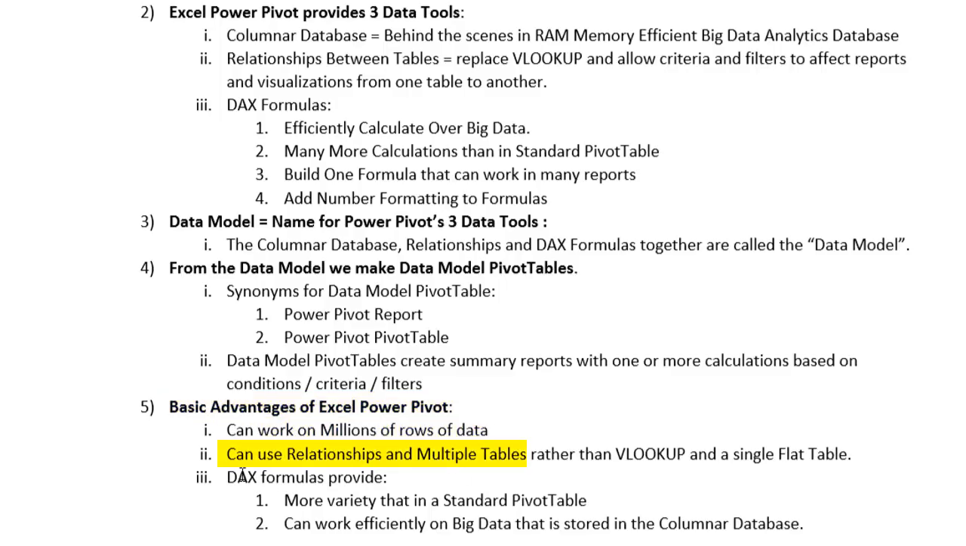Now, the basic advantages of using Excel Power Pivot is that we can work on millions of rows of data. We can now use relationships between tables and have multiple tables in our pivot table field list. And we can use DAX formulas. DAX formulas, as we'll see a couple of videos ahead, provide more variety than a standard pivot table. And of course, they are specifically designed to efficiently work on big data.